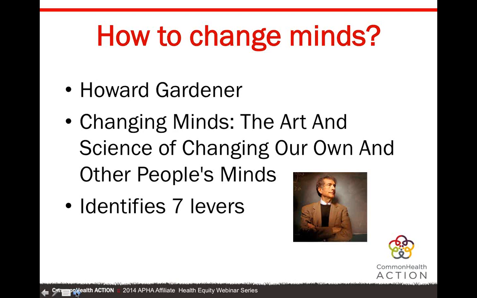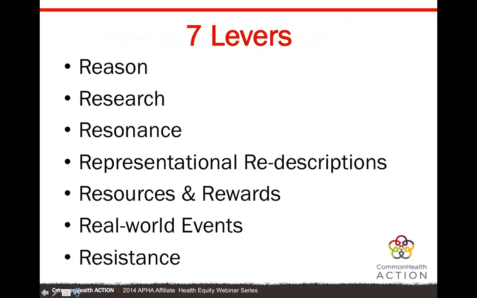What he lays out in this theory are 7 different levers that will help us to change minds, our own and other people's. According to his theory, you're most likely to change someone's mind when all the 7 levers are pointing in the same direction, when they're all working towards the same goal. And in this case, we're talking specifically about equity. So what I want to do is briefly go over these 7 levers, and then I'll discuss how we've incorporated that into a tool to potentially help you with perspective transformation and your efforts.